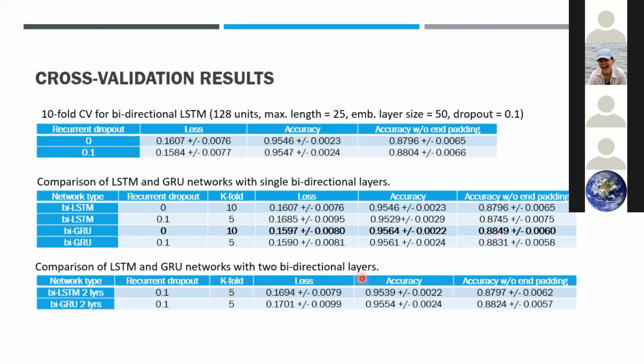The next table shows the comparison of LSTM and GRU-based networks for two stacked bidirectional layers, something we call the deep network. And in this case, the accuracy is still good, but it's not better than the accuracy we achieved with a single layer. So for our data sets, there is no point in complicating the model and going into two stacked layers. A single bidirectional layer is optimum.